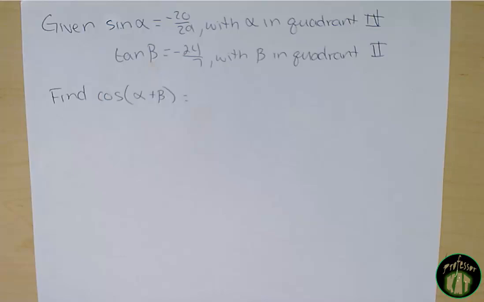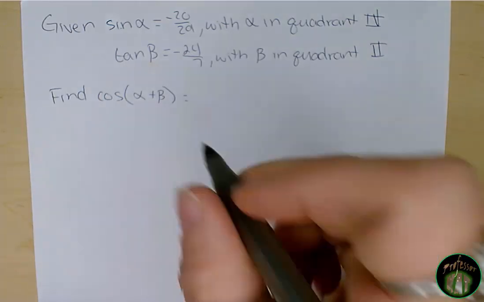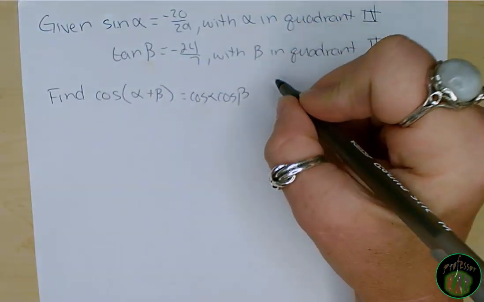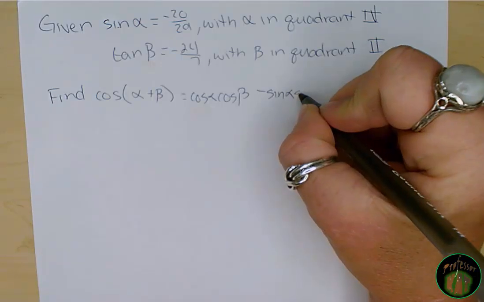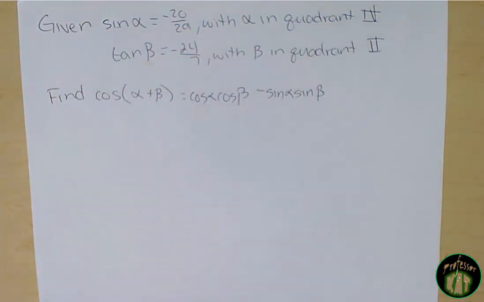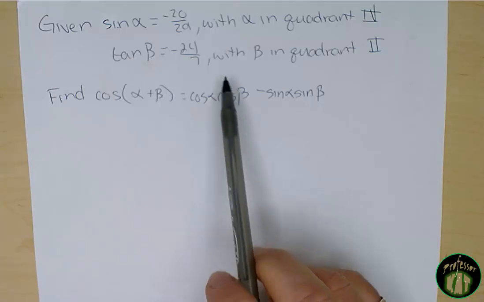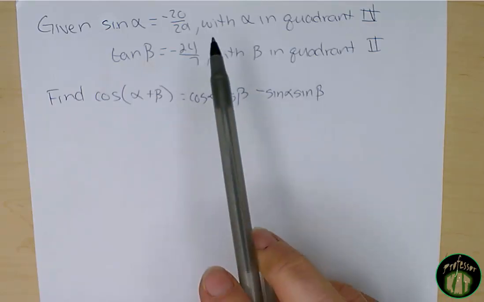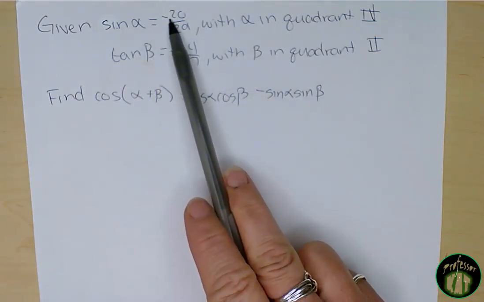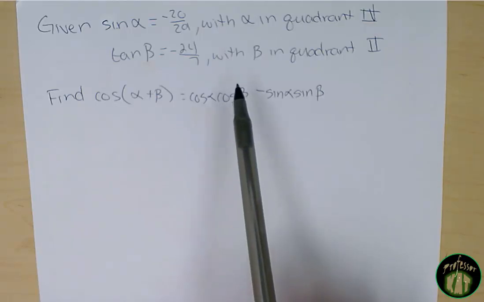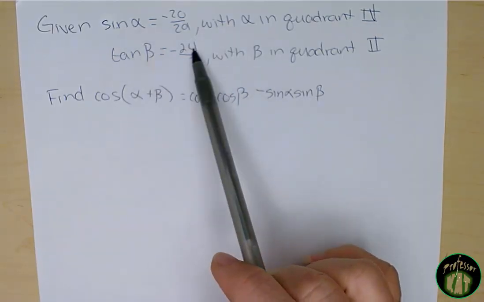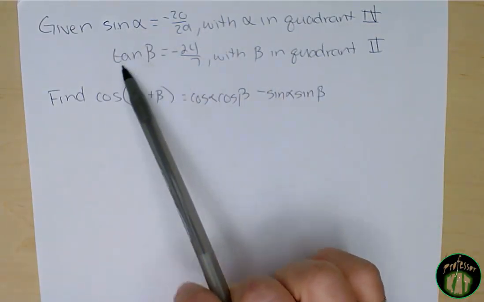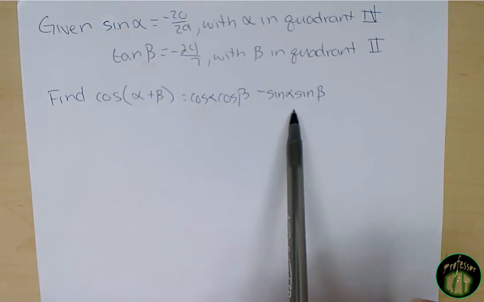Now, for cosine of alpha plus beta, we would need to know that formula. That's going to look like cosine of alpha times cosine of beta minus sine alpha times sine beta. So in order to do this problem, for alpha, we need to know the cosine and sine. We were only given sine, so we are going to have to figure out cosine. And for beta, we need to know cosine and sine. Again, we're given tangent, so we'll have to find cosine and sine based off of that.